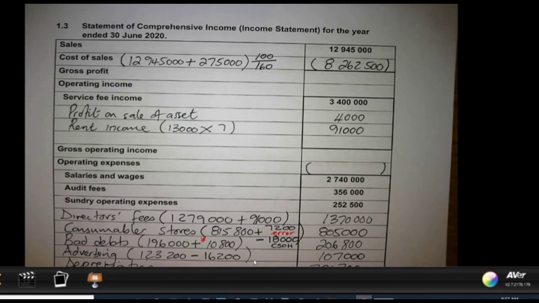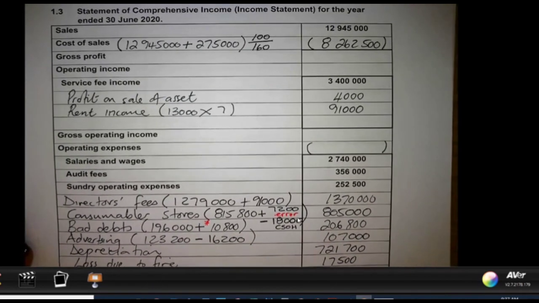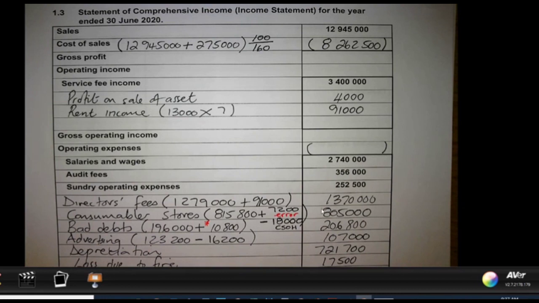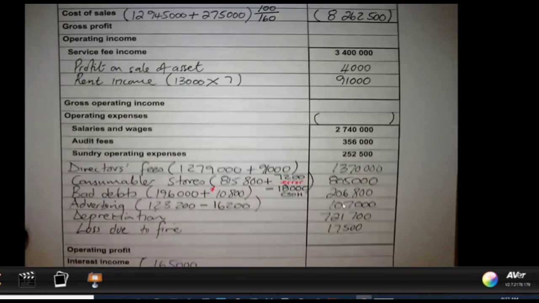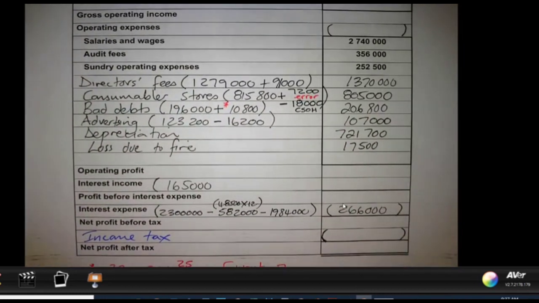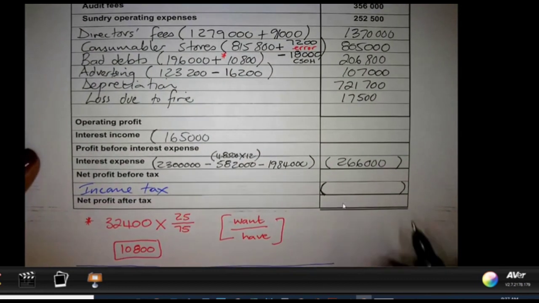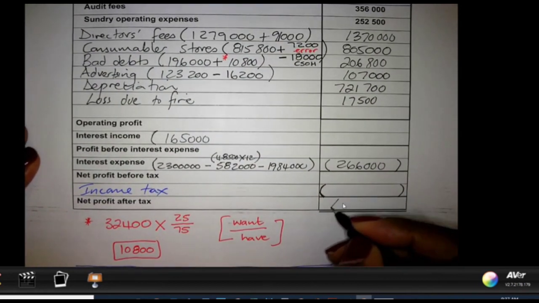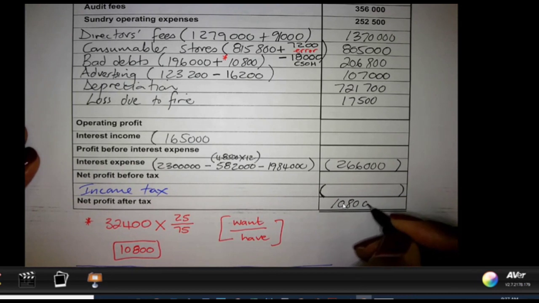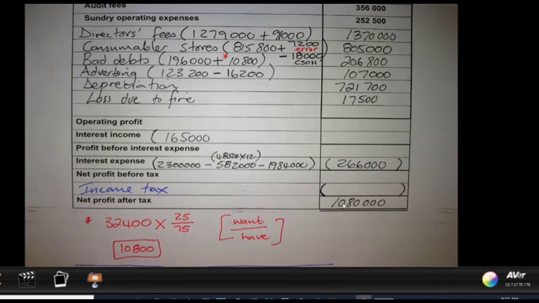Right. Now I'm going to ask you to do a few calculations for me. The first thing, I'm not going to finish the income statement with you. You're going to finish this at home, but I'm going to give you the answer so that you know what the answer is. And there we go. That is the answer. Okay. Please complete this at home.